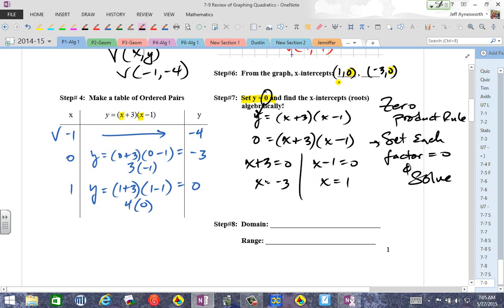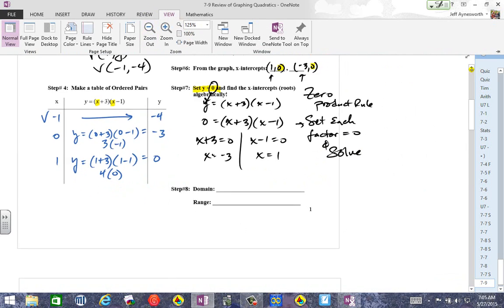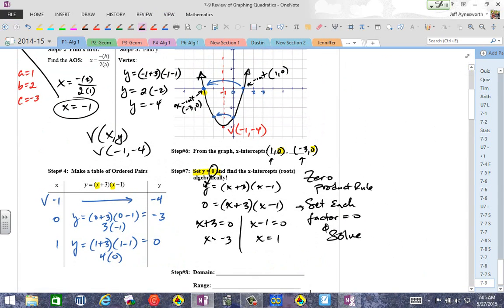And guess what? They're right here. These are the x values. So these x values here correspond with these. And if you look closely on the graph, that's where this is 1. This right here is at negative 3. They correspond to these numbers here. So these numbers that we solved algebraically correspond to the x-intercepts in our ordered pairs here, which correspond to the values on the graph where they intersect the x-axis.